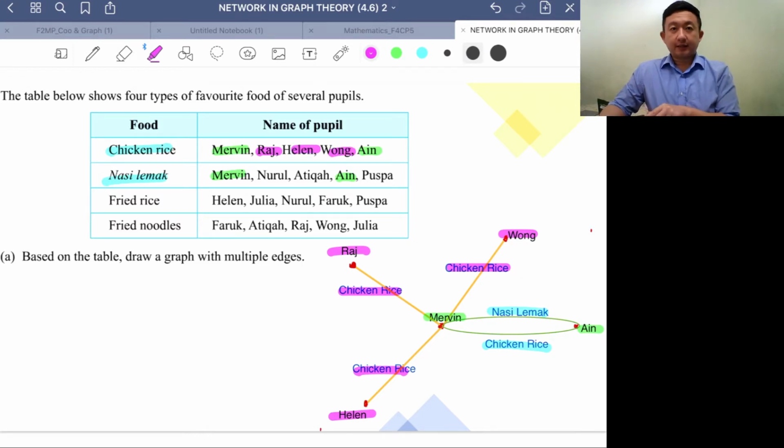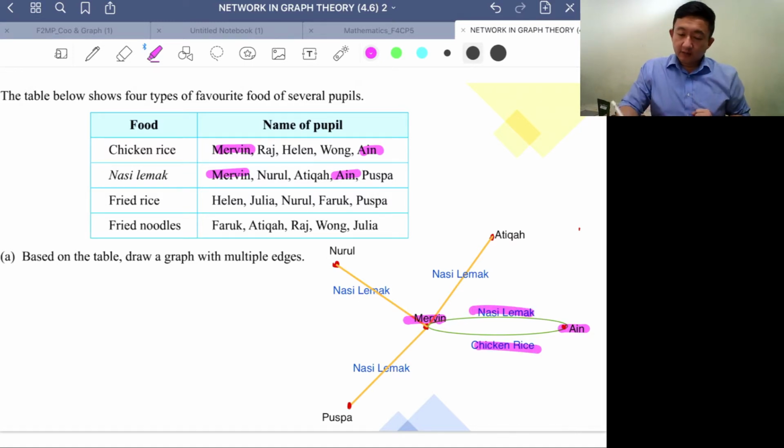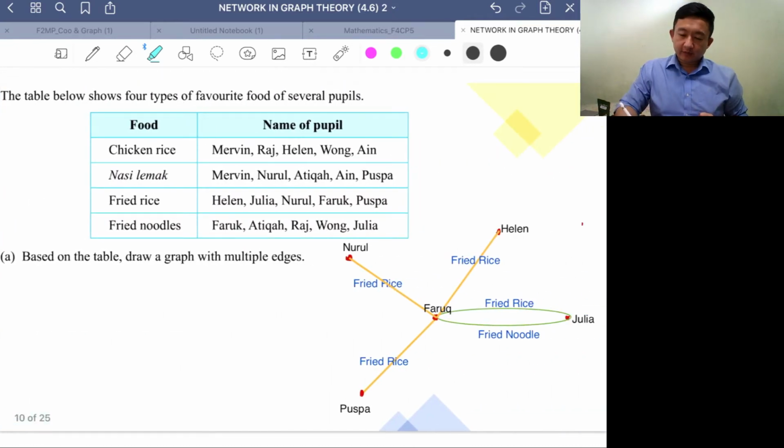So can I do something like this? Okay, we go on and see. If I do the same thing for still Melvin and I, this time you still have nasi lemak and chicken rice, multiple edges, but this time I focus on nasi lemak, where I have Nulu, Atika, and Puspa. So still multiple edges. I do it this way. Can you predict what the next graph is going to look like? Eventually, you have something like this.